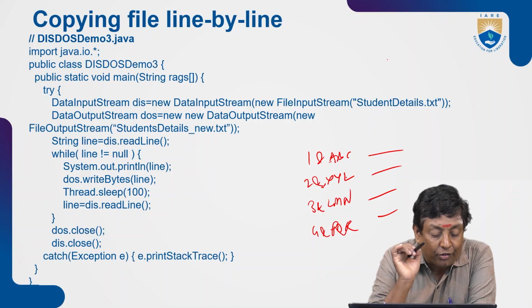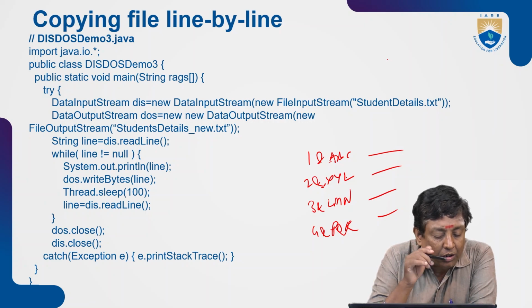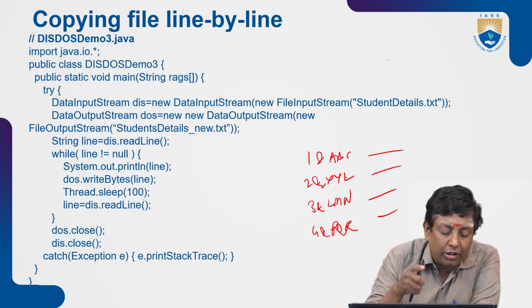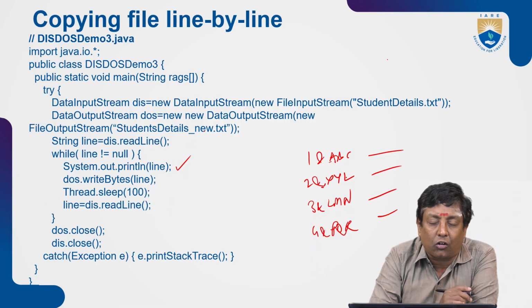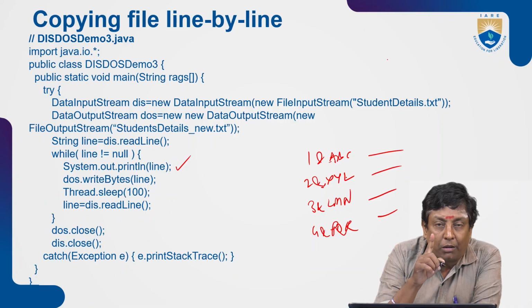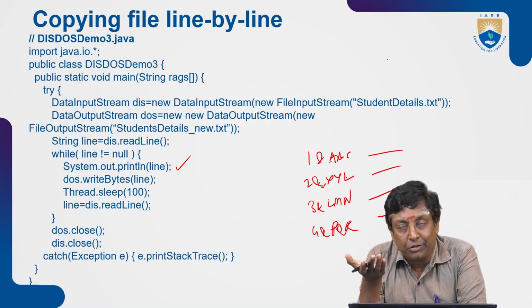There's something in the line also. If line is null, please quit. Please come out. If it is not null, using SOP, System.out.println, we are printing one copy of the line on standard output. One copy should be written to the file. So which method must be used? FileOutputStream must be used generally.